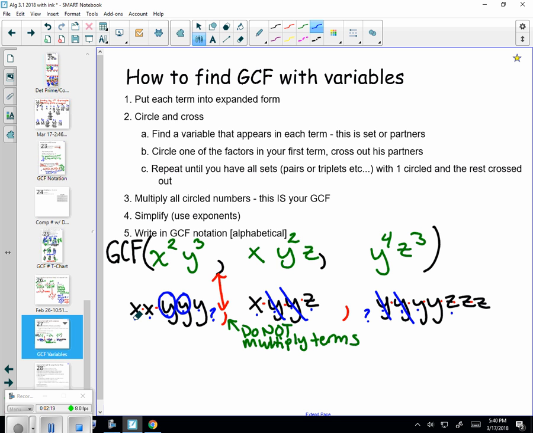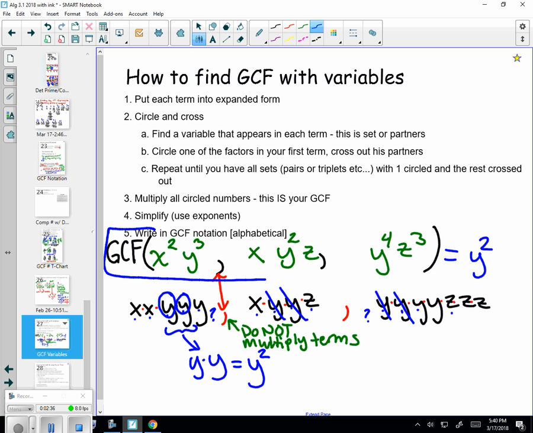Again, no circle and cross. Step 3, multiply the circled numbers together. Y times y, and simplify. Y squared. Finally, write in GCF notation. This whole piece is your GCF notation answer.